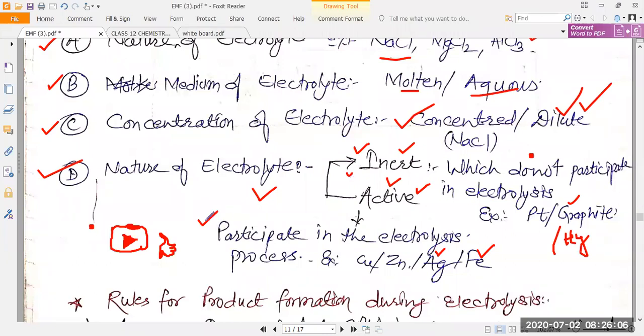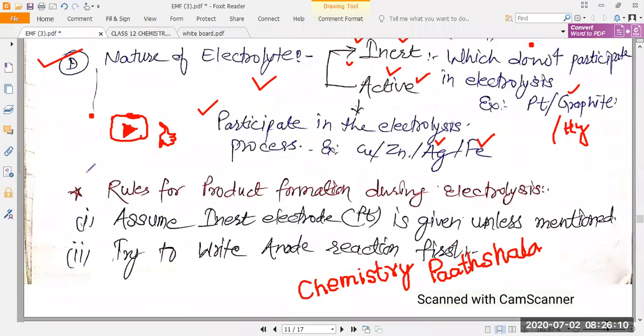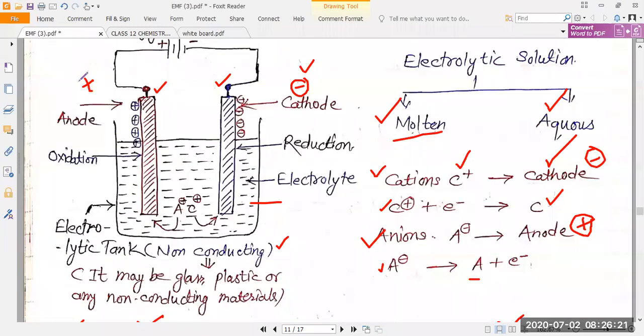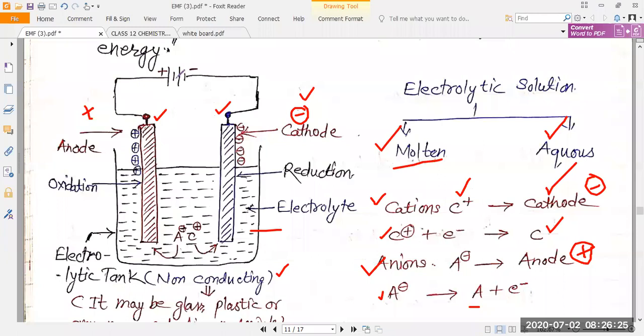I think this point is clear to all of you. Next, a very important point: the rule for product formation during electrolysis. When we set up the electrolytic cell in this manner and give electrical current as input to the electrolytic cell, then the electrolysis process starts.